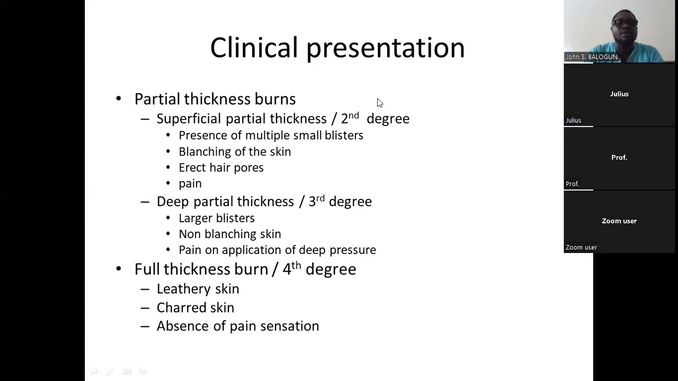Now, the classification of burn depth is a clinical diagnosis. It's not a laboratory diagnosis. It's what you observe that you can use to classify the burn. So for superficial partial thickness burn, what you see are multiple small blisters.